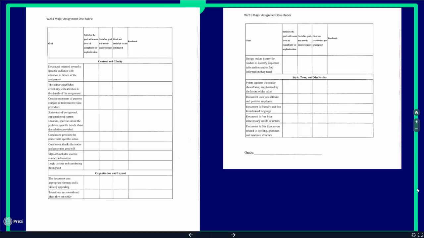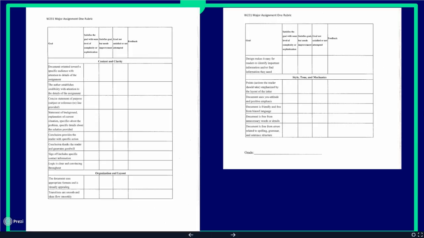You're thinking about whether content and clarity, whether the document is oriented towards your specific audience, whether you've established credibility, whether you have a good subject line, a concise statement of purpose. So make sure you review the rubric, as it may be helpful as you're thinking about formatting and putting together Major Assignment 1, this memorandum. But again, the main things we're looking at are content and clarity, organization and layout, and style, tone, and mechanics.